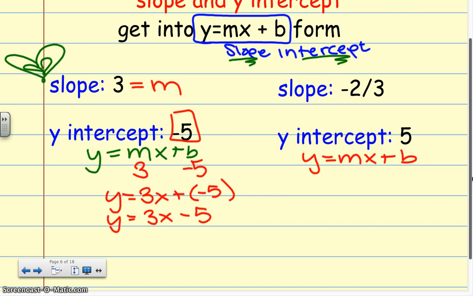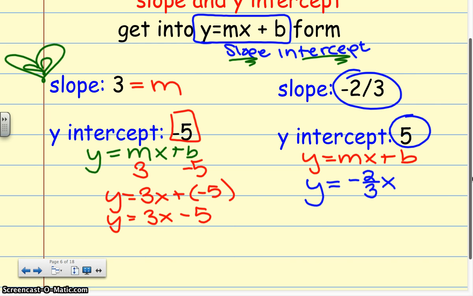Again, noticing that my slope is negative 2/3 and my y-intercept is 5, I can write this as y is equal to my slope, that's negative 2/3 times x, plus my y-intercept. My y-intercept is 5.